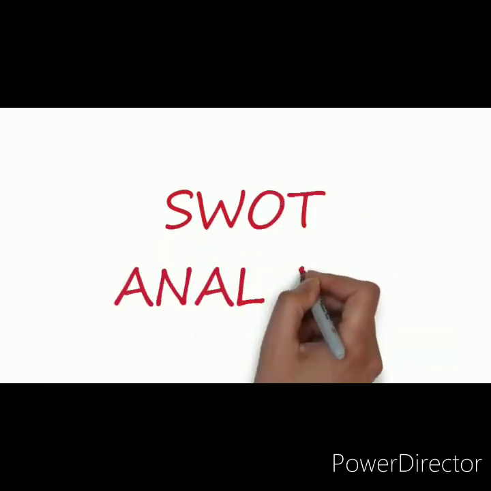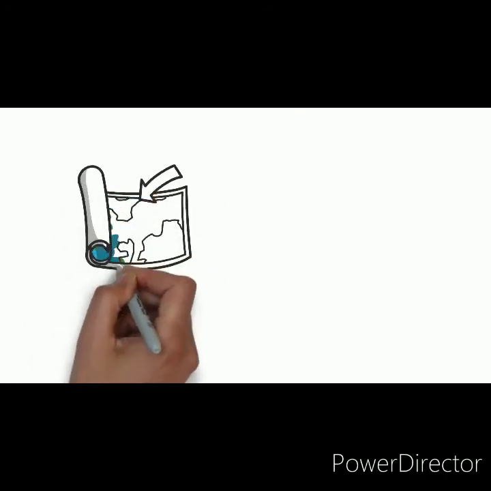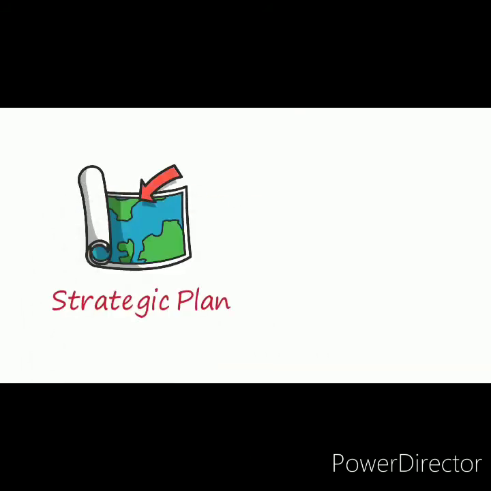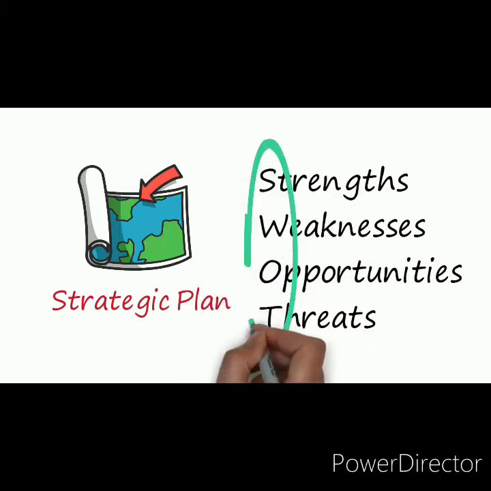Hi. I am going to explain how to conduct a SWOT analysis step by step. SWOT analysis is a key tool to develop a strategic plan. SWOT is the acronym for strengths, weaknesses, opportunities, threats. Normally, strengths and weaknesses are labeled as internal factors. Opportunities and threats are labeled as external factors.